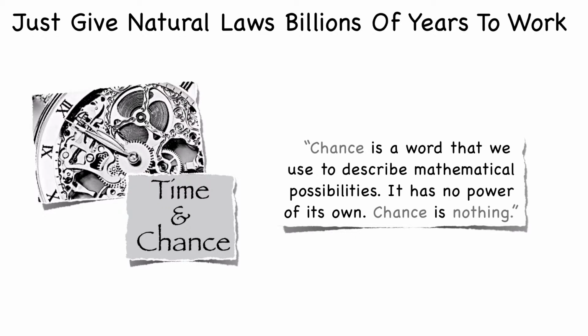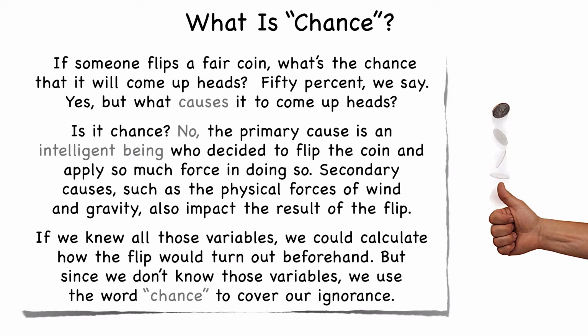Now, on this topic of chance, Norman Geisler and Frank Turek point out, "Chance is a word that we use to describe mathematical possibilities. It has no power of its own. Chance is nothing." Using an illustration of a coin flip and what causes a coin to come up heads or tails, they add, "If someone flips a fair coin, what's the chance that it will come up heads? 50%, we say? Yes, but what causes it to come up heads? Is it chance? No. The primary cause is an intelligent being who decided to flip the coin and apply so much force in doing so."